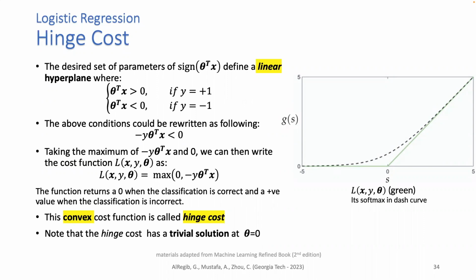So now, in a way, I could say I want to find the maximum between two inputs. The 0 is one, and the other expression is this negative y times theta transpose times x. So now my cost function to model this will be, which one is the max? Is it the 0 or the negative y theta x that is the max in this case?